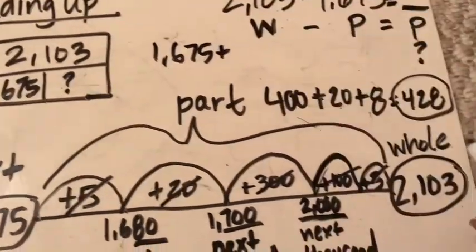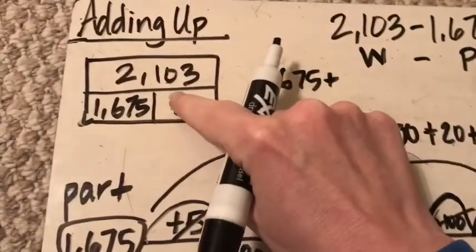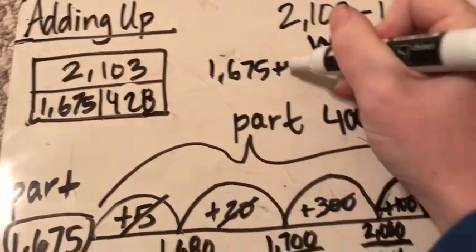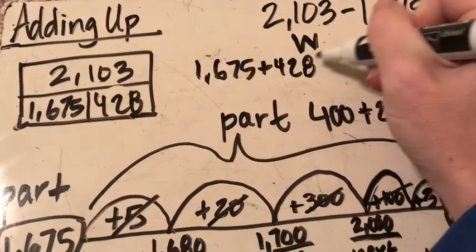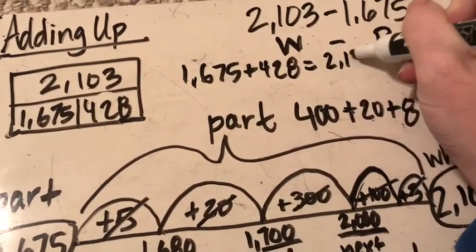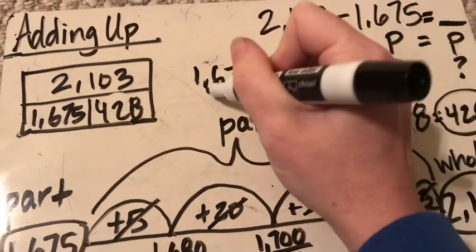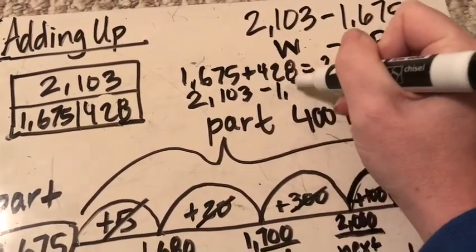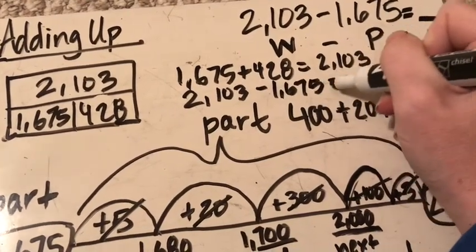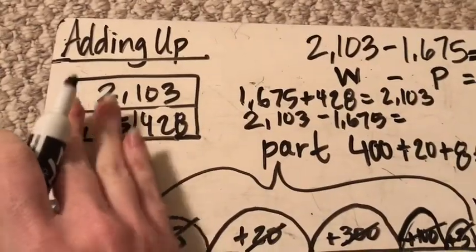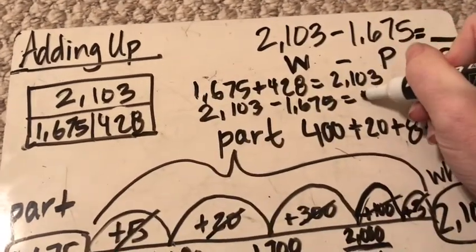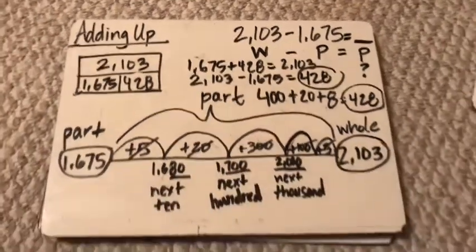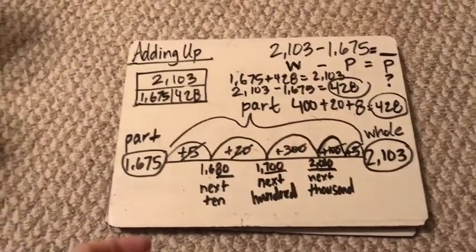So that means that 1,675 plus 428, because now I know the other part, gets me up to 2,103. Then I also know that related fact, 2,103 minus 1,675, if I took that part away, it would get me back to the other part, which would be 428, which is my difference. So that's one strategy, the adding up strategy for subtraction.